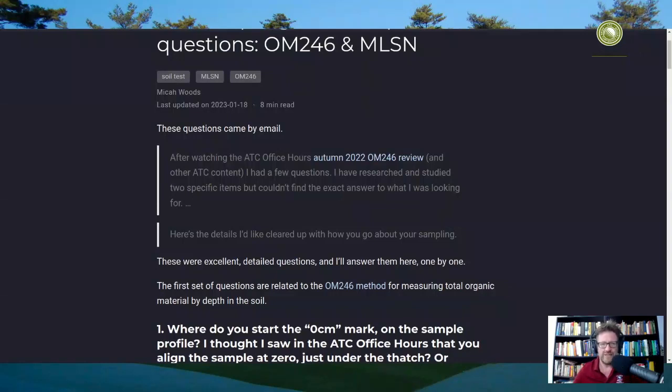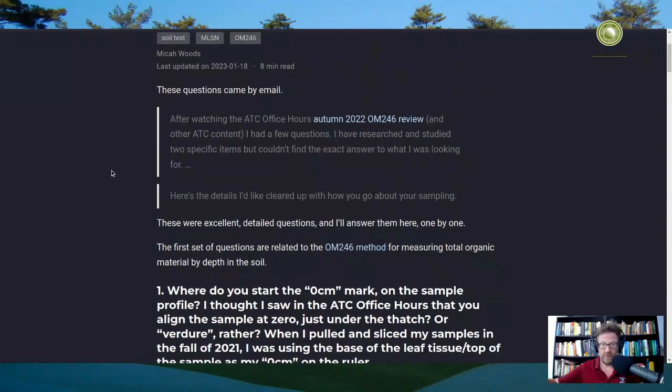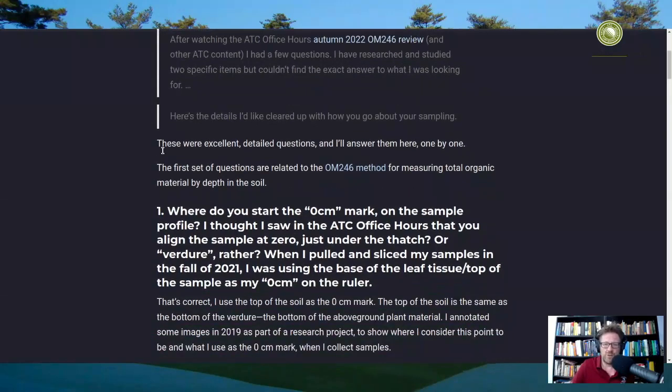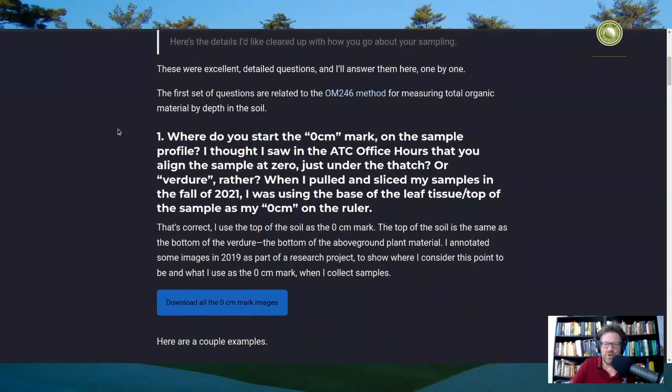So I've recently been writing about it, and I was so glad to get these questions by email because I thought it's wonderful to answer them. And I thought they would be of general interest. So the first question is, where do you start the 0 centimeter mark on the sample profile for OM246 testing? That's when we're measuring the total organic material by depth in the soil.